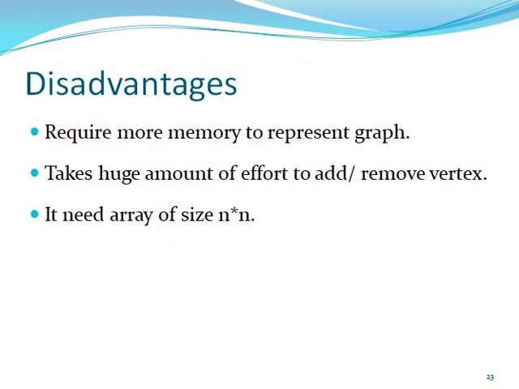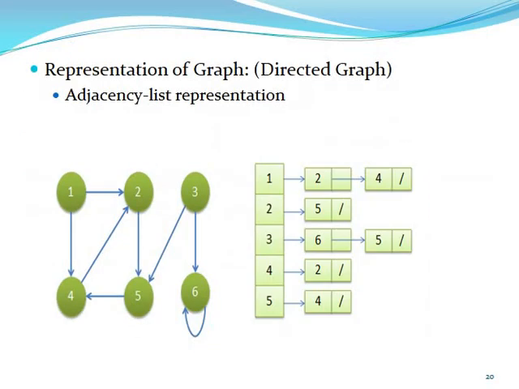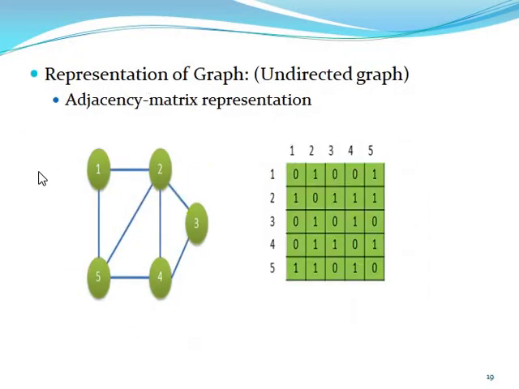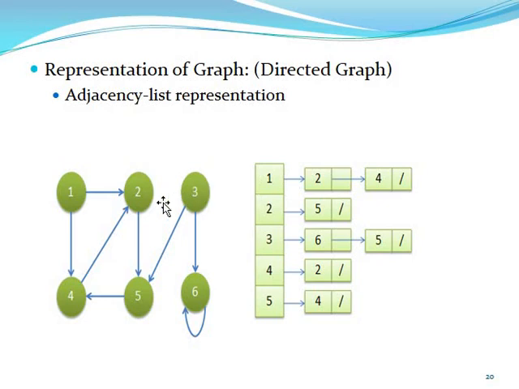Now, what is the disadvantage? It requires more memory to represent the graph. You have seen that for the undirected graph and the directed graph, the memory space is different. If 1 is connected to 5, you put 1 and 1 here, so this memory is occupied. Here, 1 is connected to 4 and 2, so this is occupied.